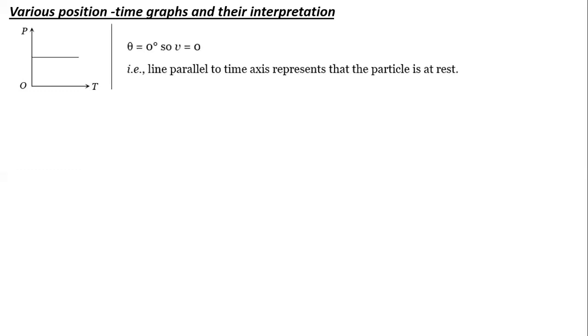So now the first one: if a position-time graph or a displacement-time graph has a horizontal line, it means the angle made is 0. If the angle made is 0, then tan theta will be 0. Tan 0 is nothing but velocity is 0. That means I can interpret that the line parallel to the time axis represents the particle is at rest.